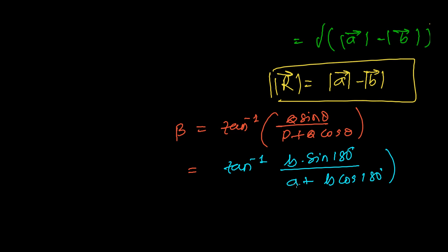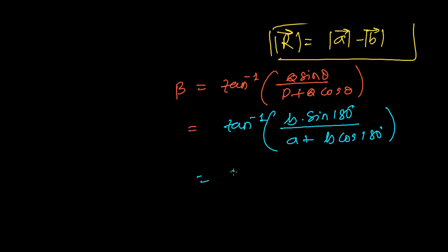All right, and my dear friend, sine 180 degree is 0, so overall we're going to get tan inverse 0. That's finally 0 degree. All right, so the angle is again 0 degree, so the resultant is going to make 0 degree.